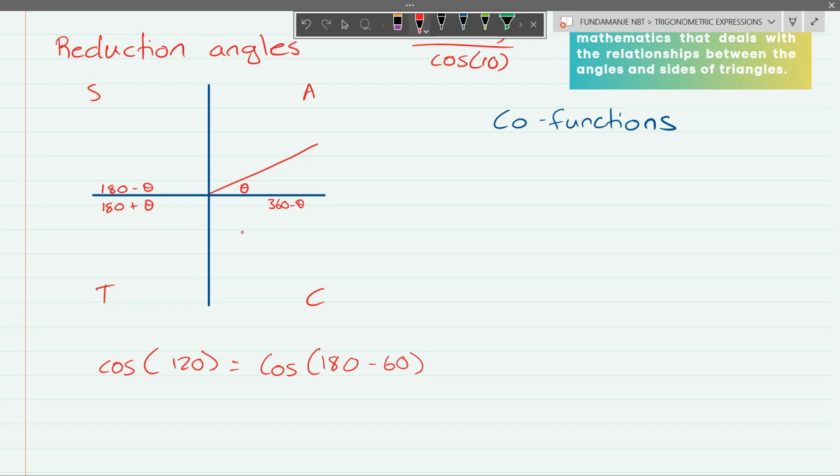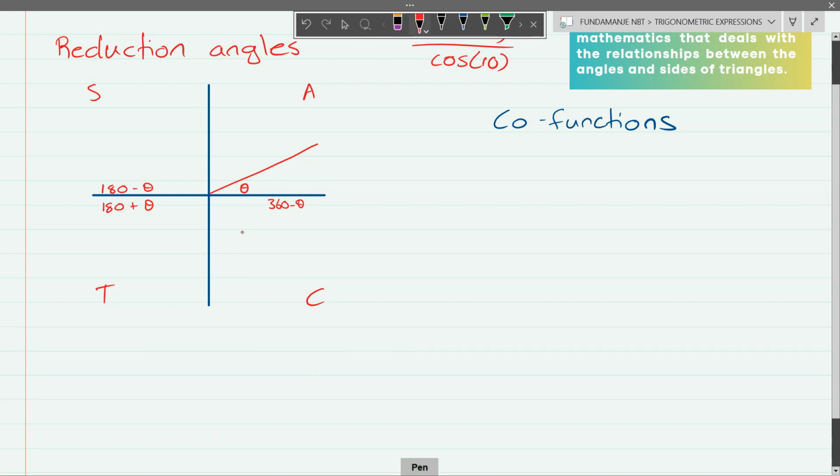So cos of 180 minus 60 lands us in the second quadrant, where only sine is positive. Therefore, the answer is negative cos theta, and in this case theta would be 60 degrees. Hopefully that makes sense. So that would be our answer, and cos 60 is an angle that we actually do know because of special angles.